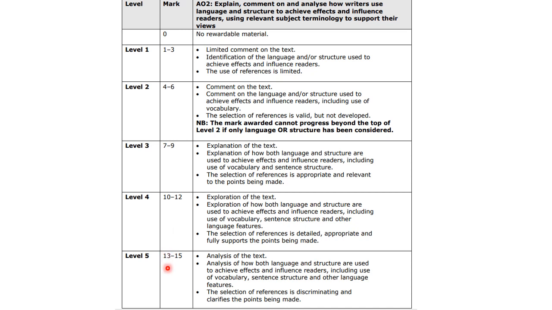And when we move into that level 5, we're really getting into that analysis. We're nitpicking. We're looking to delve right into that language and consider how it is really working for the writer and communicating their ideas.